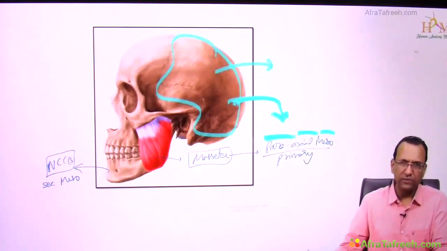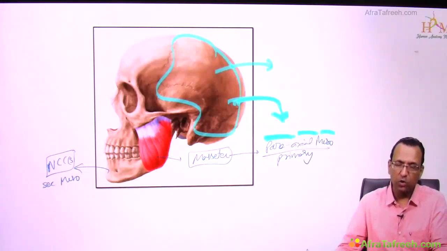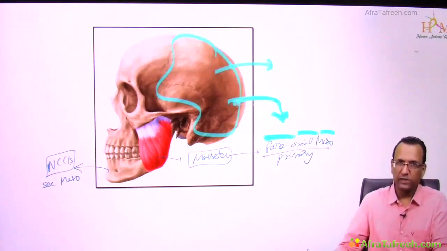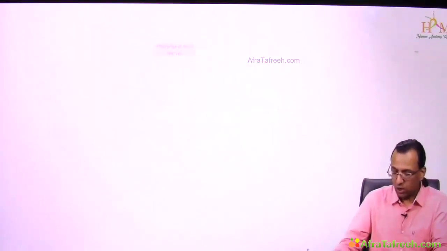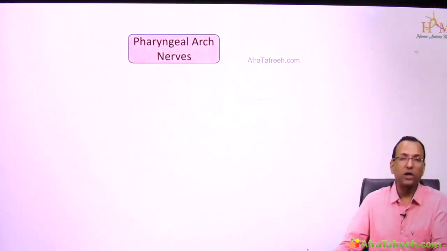Usually faculties will avoid it, but I go into these things because they are the things which give you the rank. They decide your rank. Those complexities decide your rank. Anyway, we are moving into the pharyngeal arch nerves now.